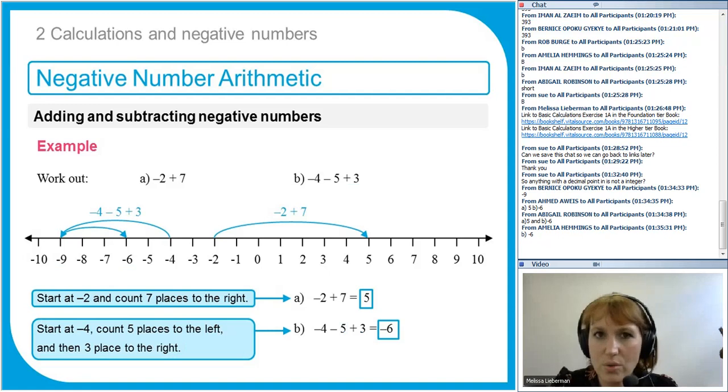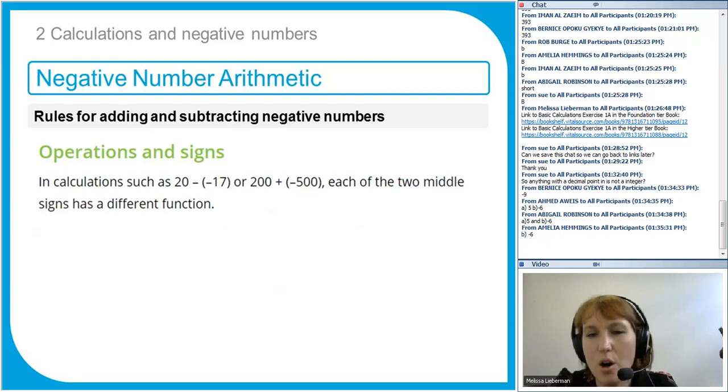But these are often called directed numbers or directed number arithmetic because the first number tells us where to start, adding takes us up, subtracting takes us down. And that's all it is, up or down. Now, where some complication may come is when we see a combination of adding and subtracting in brackets like this.